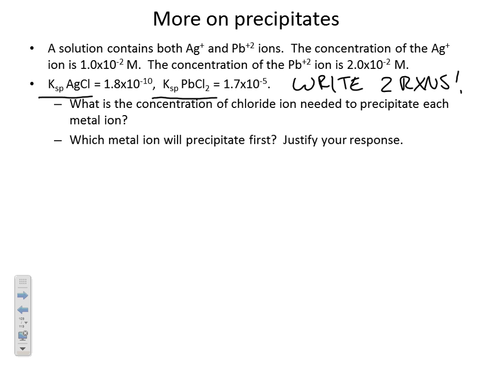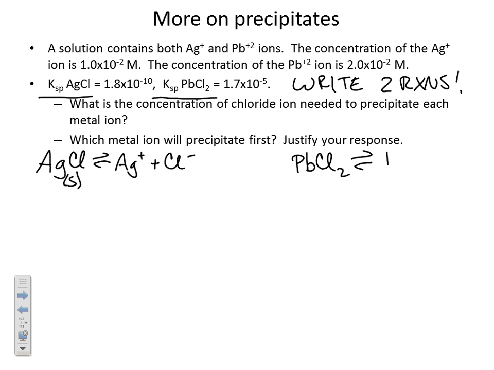Write 1 reaction for each K value. So for AgCl, it's Ksp, so it's going to be AgCl goes to Ag plus Cl minus, and this is the solid. Remember this thing right here, that's the precipitate, the AgCl. And PbCl2 goes to Pb2 plus 2Cl minus. Again, the PbCl2 is the precipitate. It gave us 2 K values, so okay, let's write a K reaction for each of them.